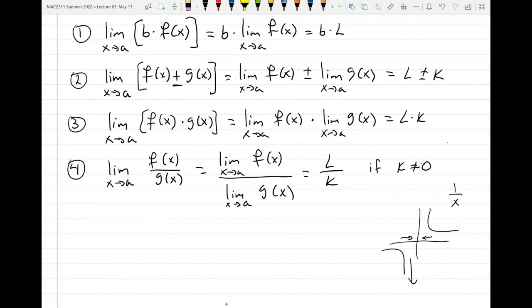But for now, let's just use this property for the quotient provided that the denominator is different than 0, because when it's equal to 0, there is some analysis to be done.